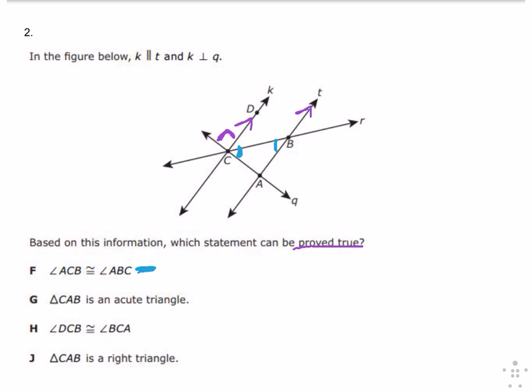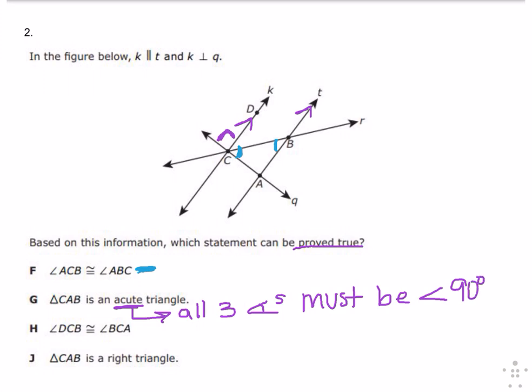So let's look at G. G says triangle CAB is an acute triangle. In order for it to be an acute triangle, that means that all three angles must be less than 90 degrees. So let's see if that's true.